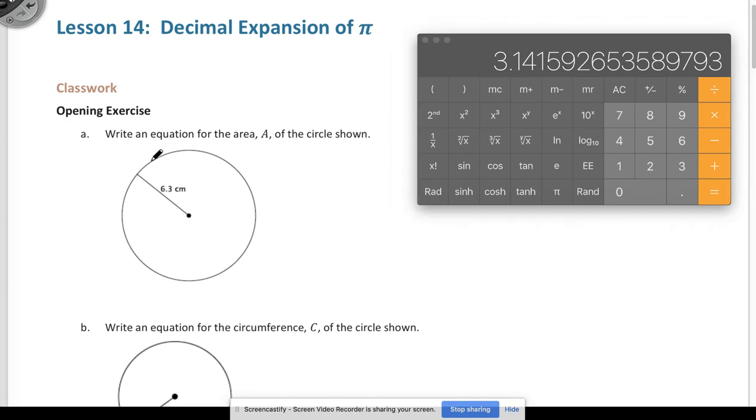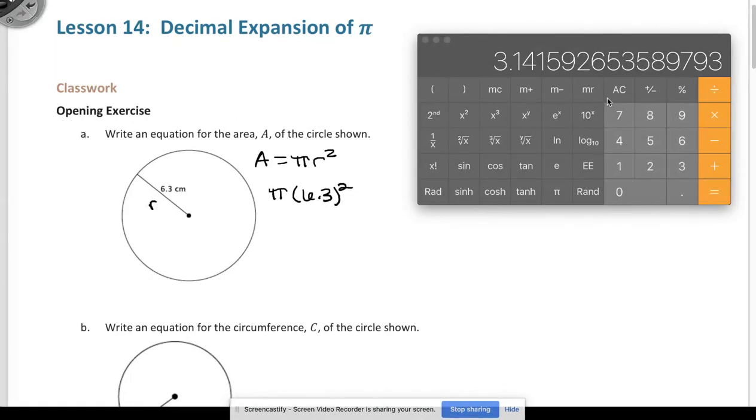All right, so we're going to start with this circle. Write an equation for area. Now, area of a circle, you have to know the equation. Area is pi radius squared. Now, if you remember, radius goes halfway across. Diameter goes all the way across. So we have the radius here, so that's good. So we're going to say pi times 6.3 squared.